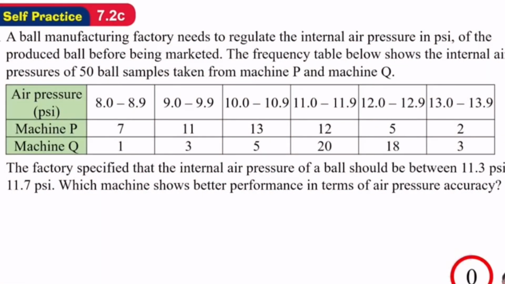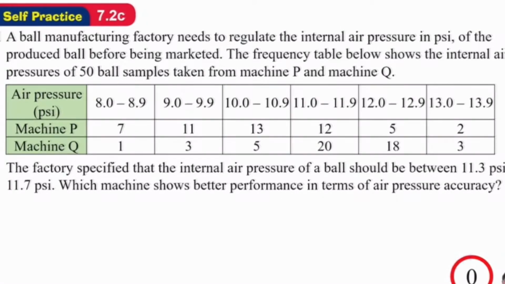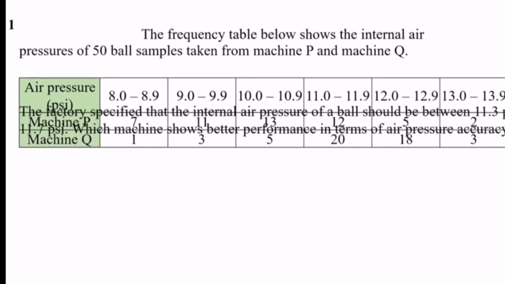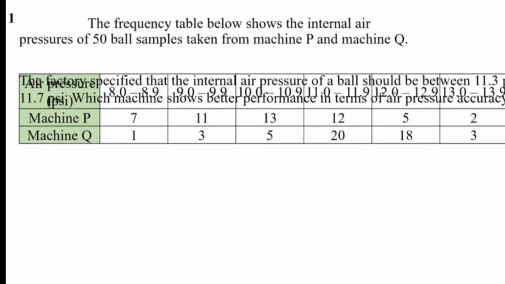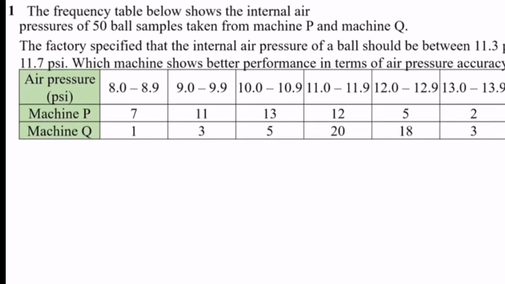Sub-practice 7.2c. A ball manufacturing factory needs to regulate the internal air pressure in PSI of the produced ball before being marketed. The frequency table below shows the internal air pressures of 50 ball samples taken from machine P and machine Q. Now let's see how to answer the next question.